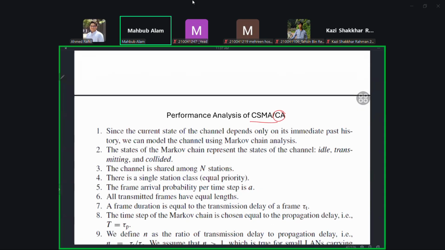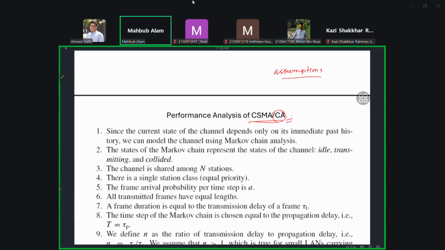CSMA-CA, as I already mentioned, has only one difference: we do not have the collision detection mechanism. We will see two different versions of CSMA-CA, and we'll understand how the assumptions in a model affect it. Based on the assumptions, we can make a model very simple, very complex, or very realistic.